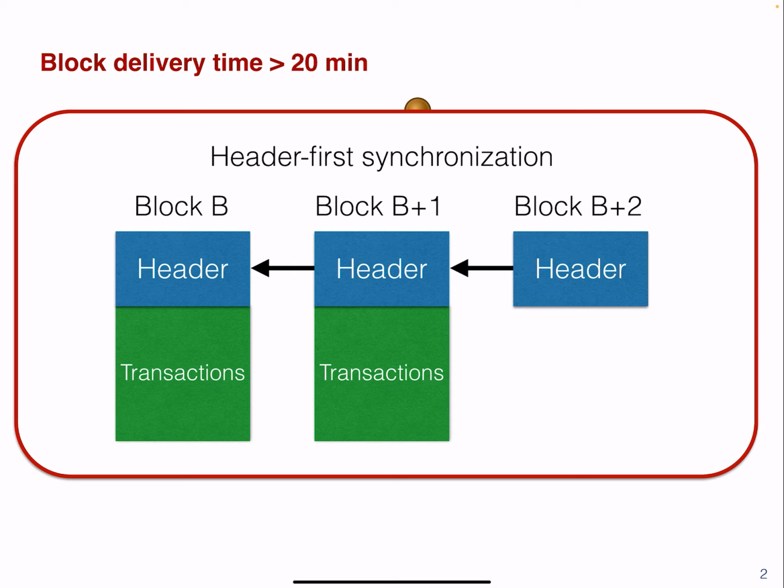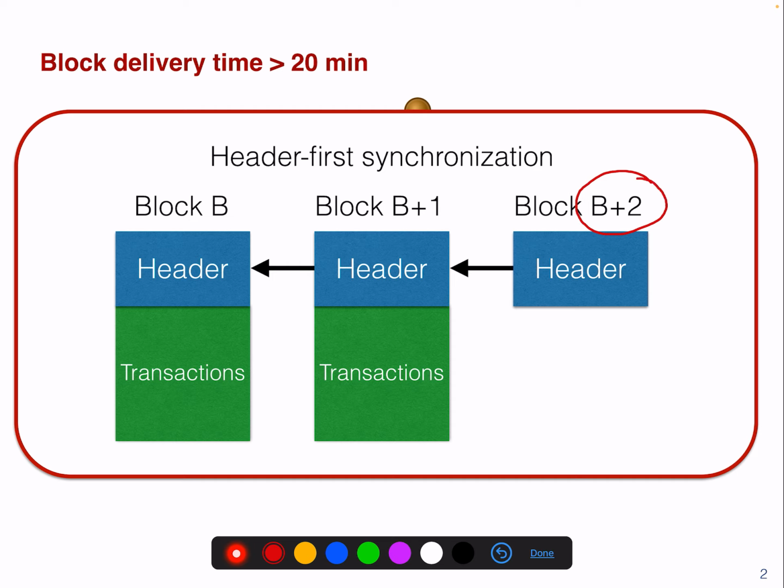There's a header-first synchronization going on in the Bitcoin client, meaning before you sync the entire blockchain, you first sync the headers and then later the transactions. So it's called the header-first blockchain. Here, for the block B+2, you receive first the header, and then later on you request the block content.